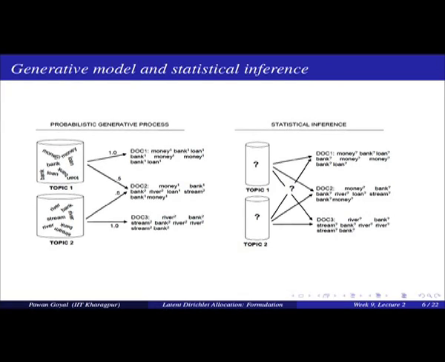Okay, so these words are coming multiple times here. So these words are having high probability. On the other hand, the second topic has river, stream, bank, river, and so on. So these are two topics. Now using these two topics, I am trying to generate my documents. So how can I generate the documents?